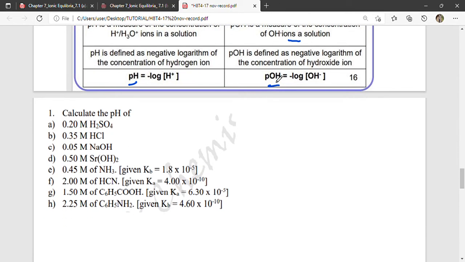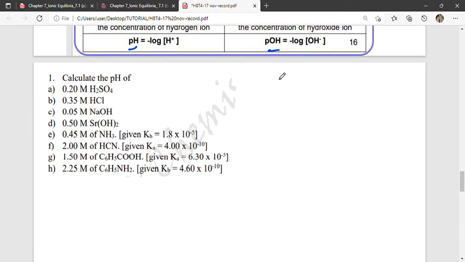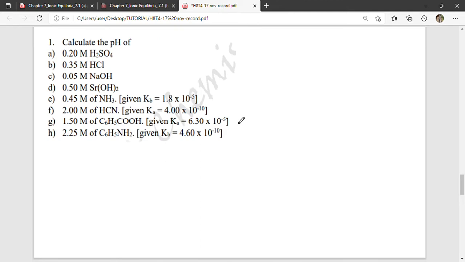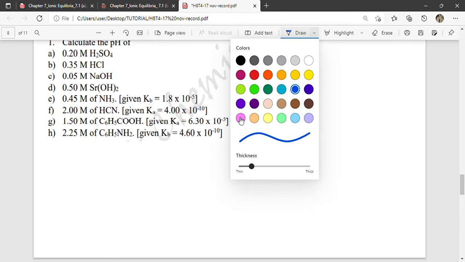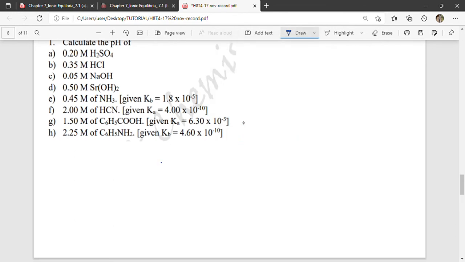Okay, so let us see the first question: to calculate the pH of 0.20 molar sulfuric acid. So how do we solve this type of question? Write the equation: H2SO4 aqueous plus H2O liquid dissociate.